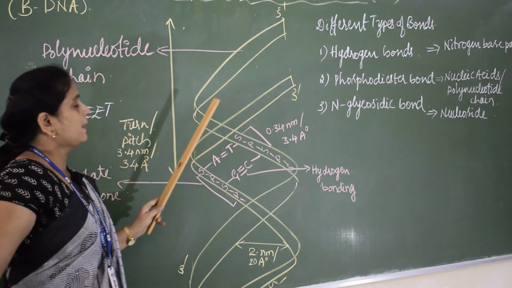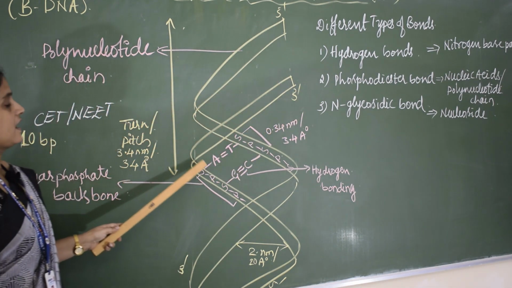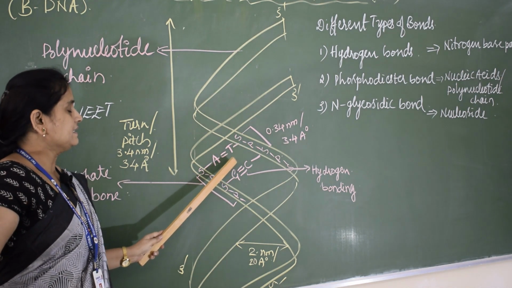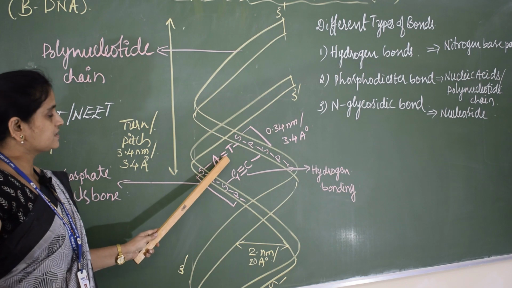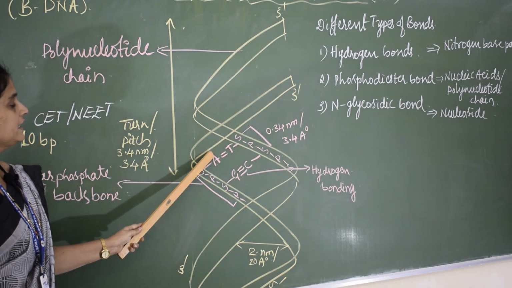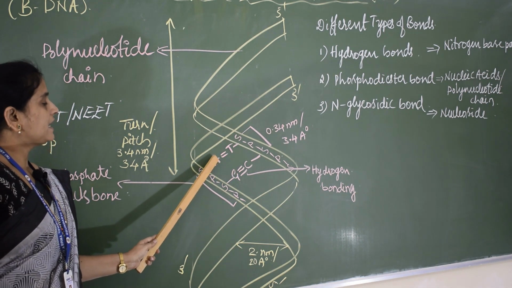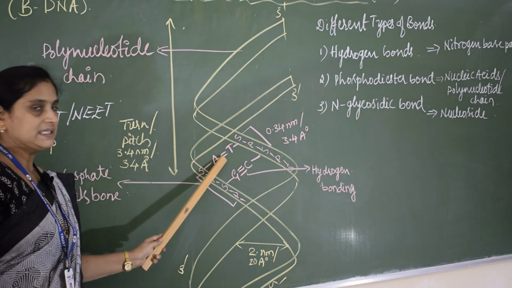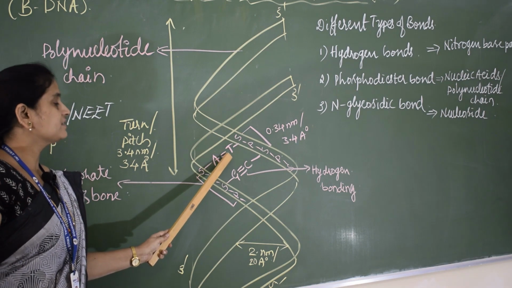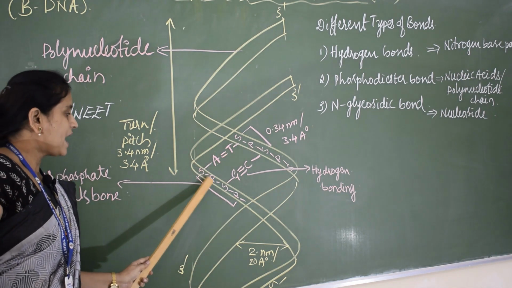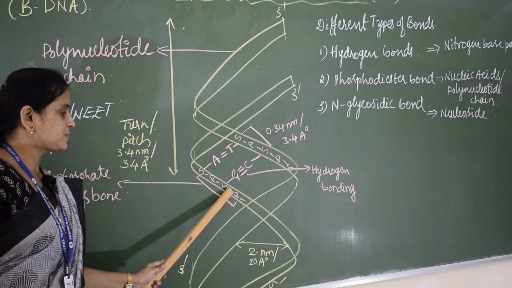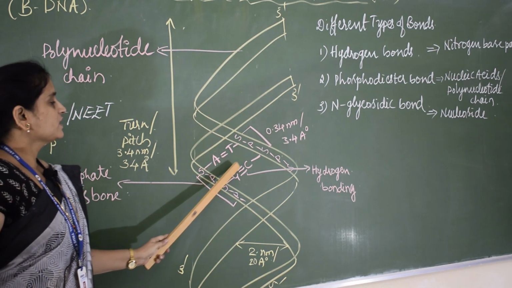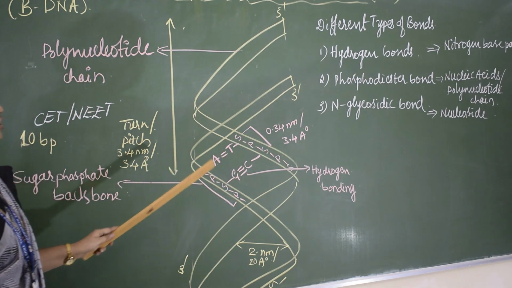Then, coming to the third point, where are the nitrogen bases present in the double stranded DNA? The nitrogen bases are attached to the sugar phosphate backbone at right angles to it. So the nitrogen bases are lying on the inner side, attached to the backbone of the DNA at right angles to it. Okay, now we'll focus on the next point.